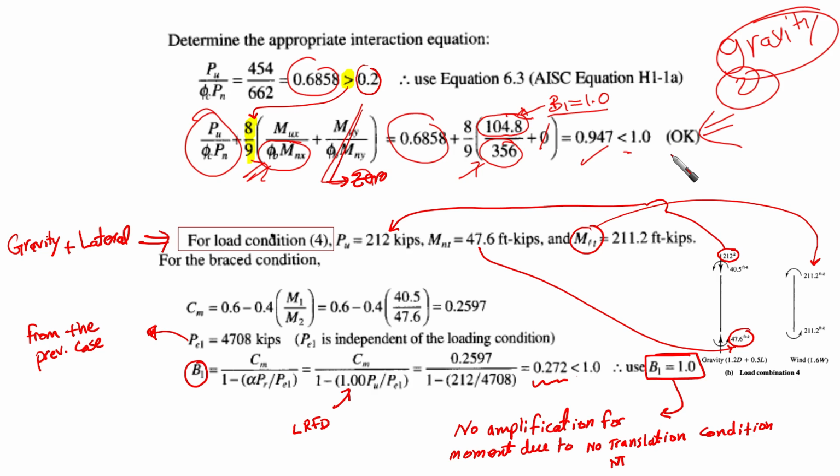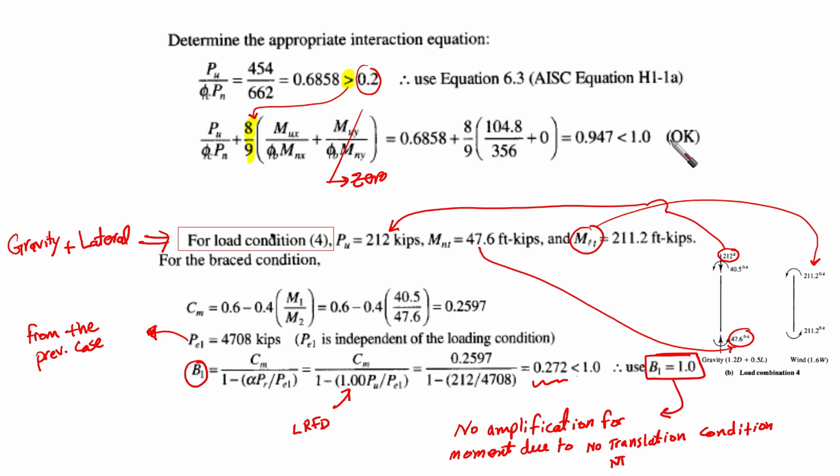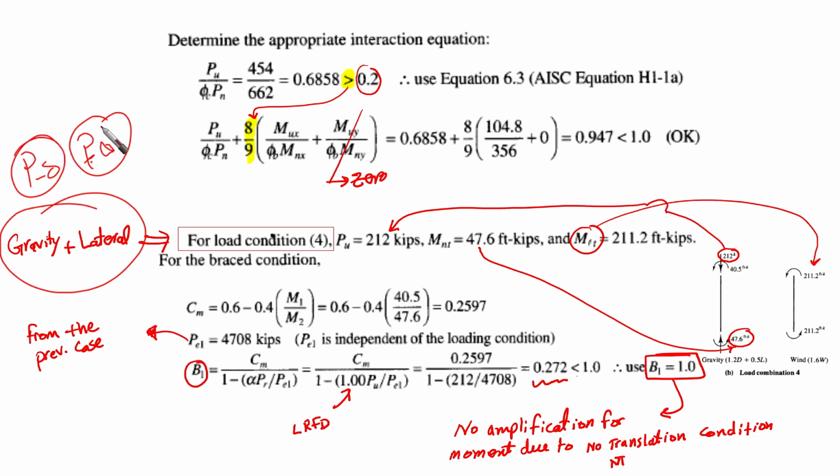Now let's go to the second case, which is related to gravity plus lateral load. So we are going to expect we have P delta, local and global P delta. We are expecting to have B1 and we are expecting to have B2. Okay, two things. Now let's go and see.